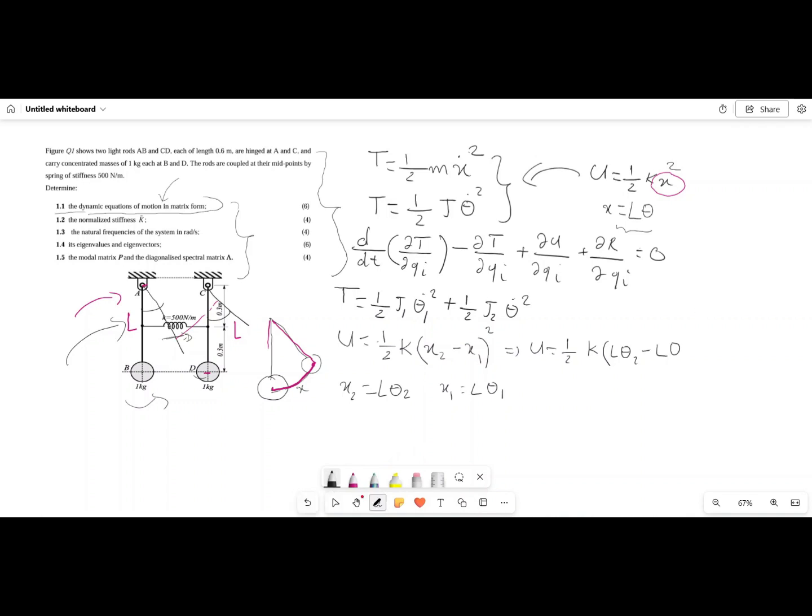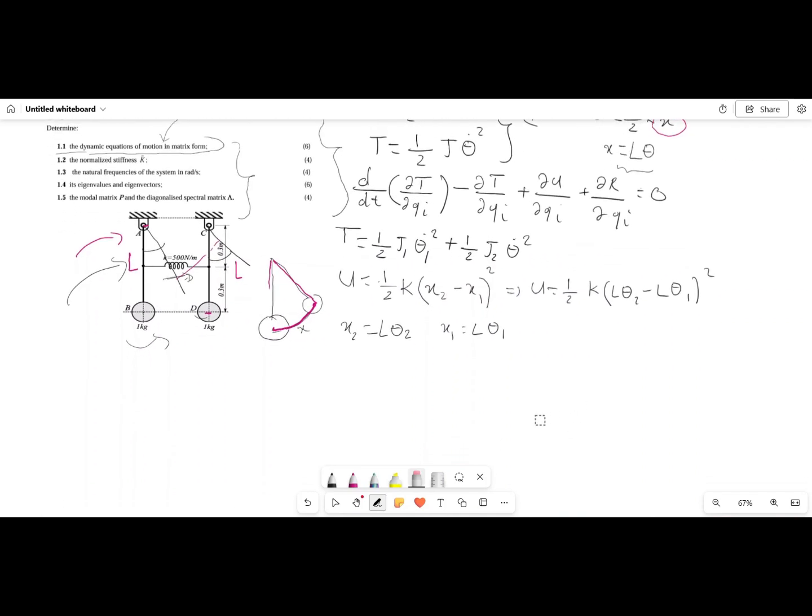Minus L theta 1, everything square. So I believe that now we're good. From now we can start calling our equation and solve the question. Now guys, once you can call your kinetic energy and your potential energy, there is no way we can fail such an equation. Now let's look at it.